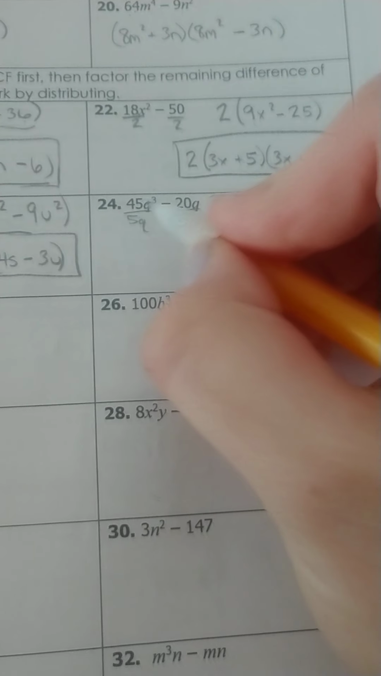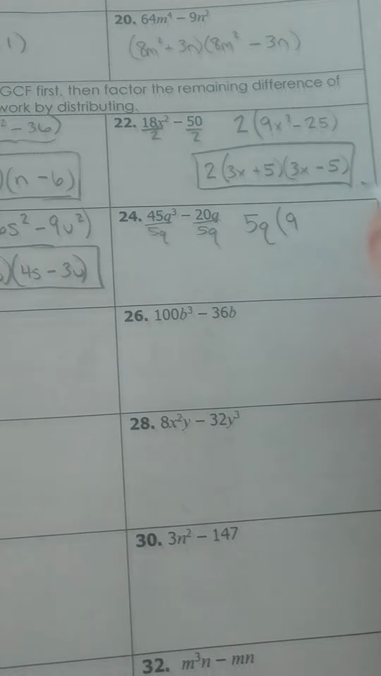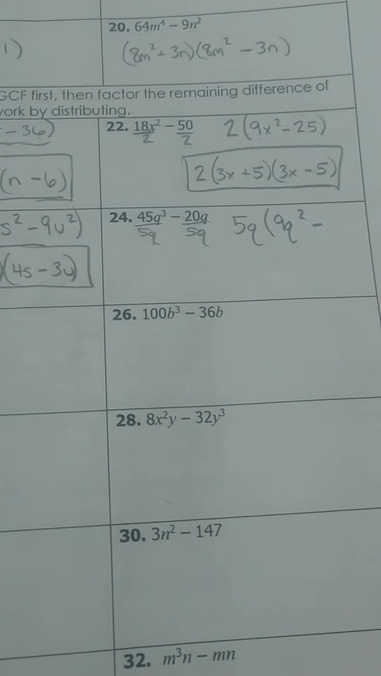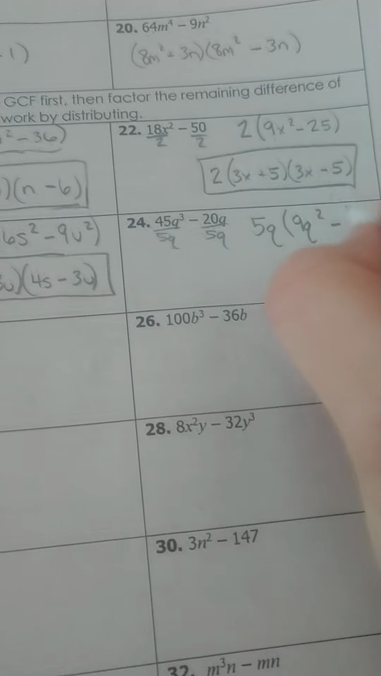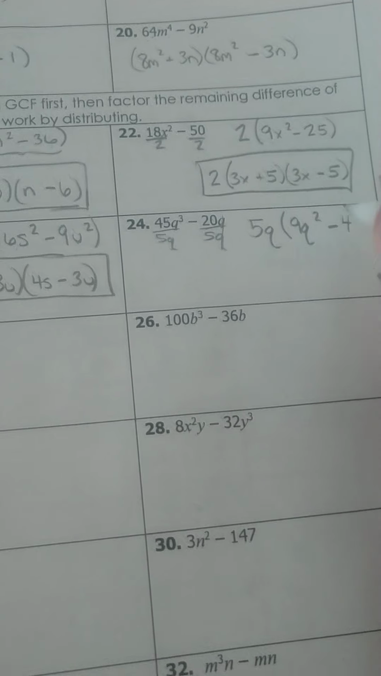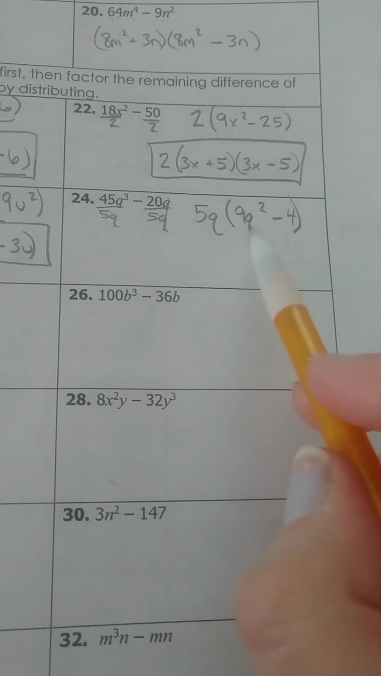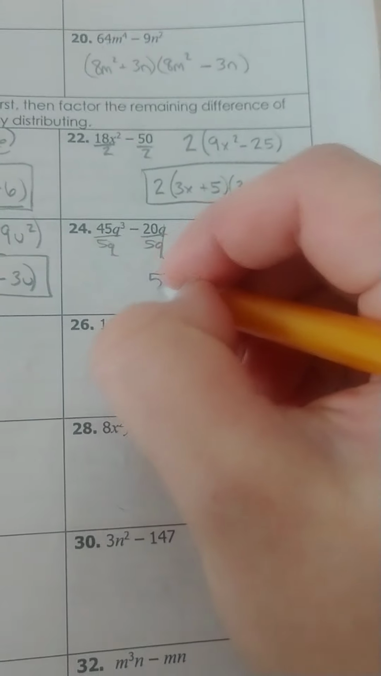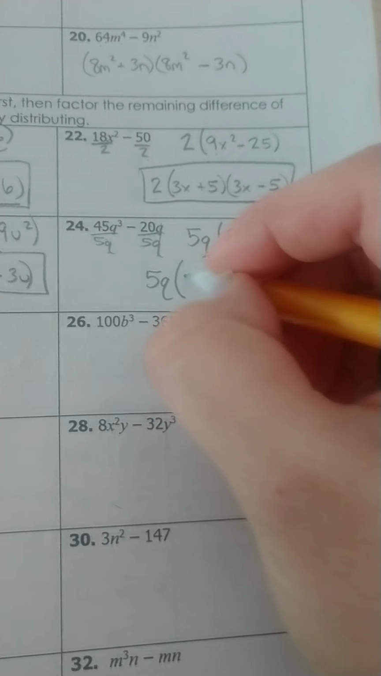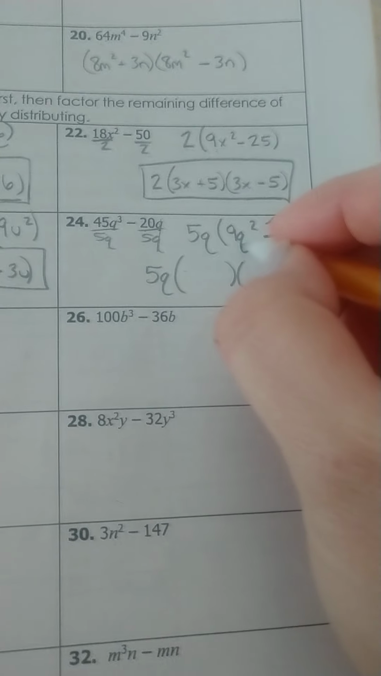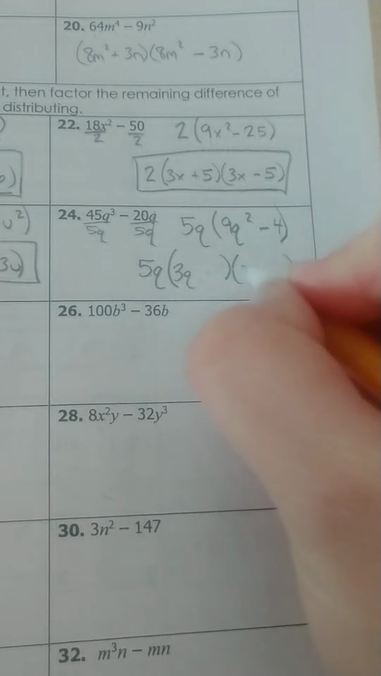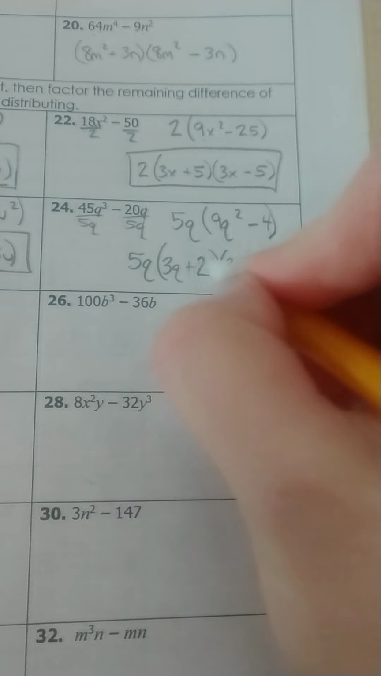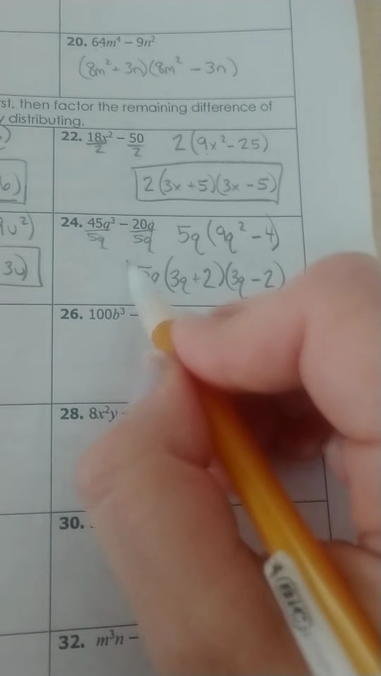45 divided by 5 is 9. Q cubed divided by q is q squared, minus 20 divided by 5 is 4. Q over q, those cancel. That's a perfect square. That's a perfect square. That's a subtraction sign. We got to keep going. So 5q parentheses. 9q squared splits into 3q and 3q. 4 splits into 2 and 2. 3q plus 2, 3q minus 2.